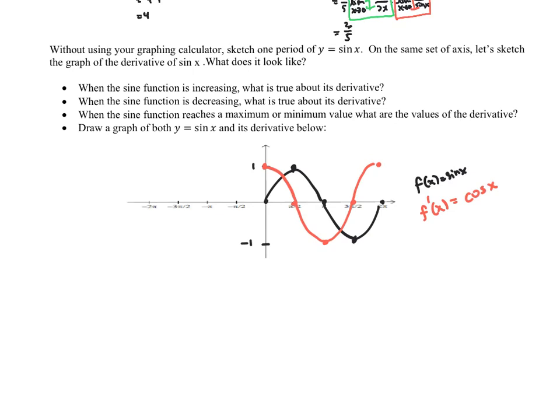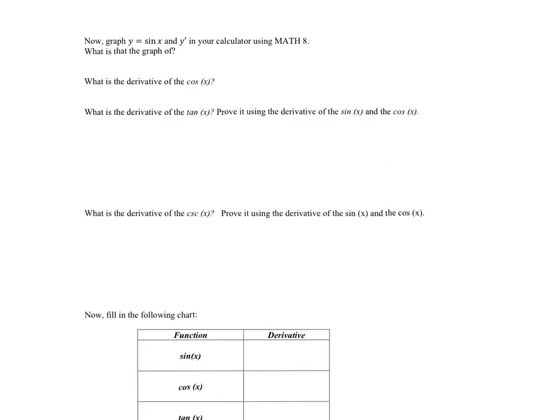Okay, so let's go over the questions that they've got here. When the sine function is increasing, what is true about the derivative? Well, when sine is increasing, its derivative is positive. When sine is decreasing, its derivative function is less than 0. You can see that that holds true for the entirety of that graph. When the sine function reaches a max or a min, what is the value of the derivative? We went over that. They would be 0 at those max values. So now we know that the derivative of sine of x is cosine of x. Let's look at the next slide.